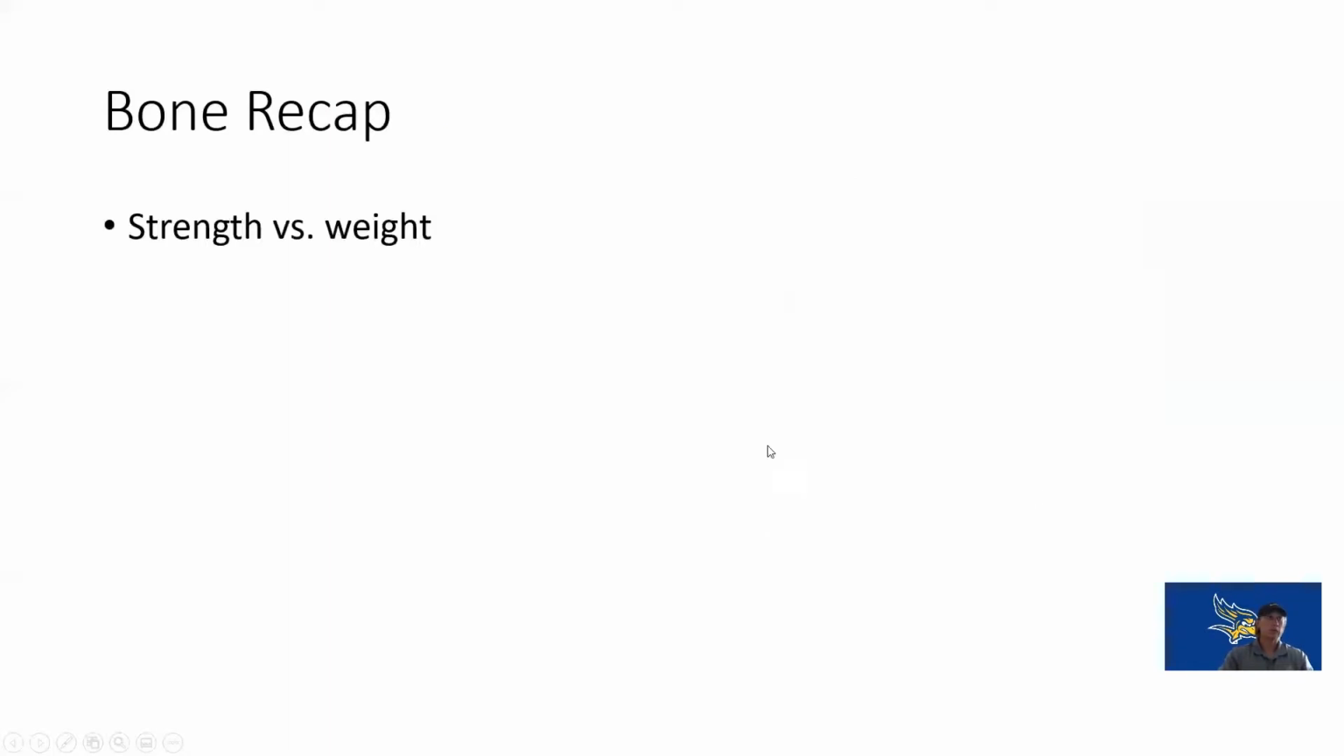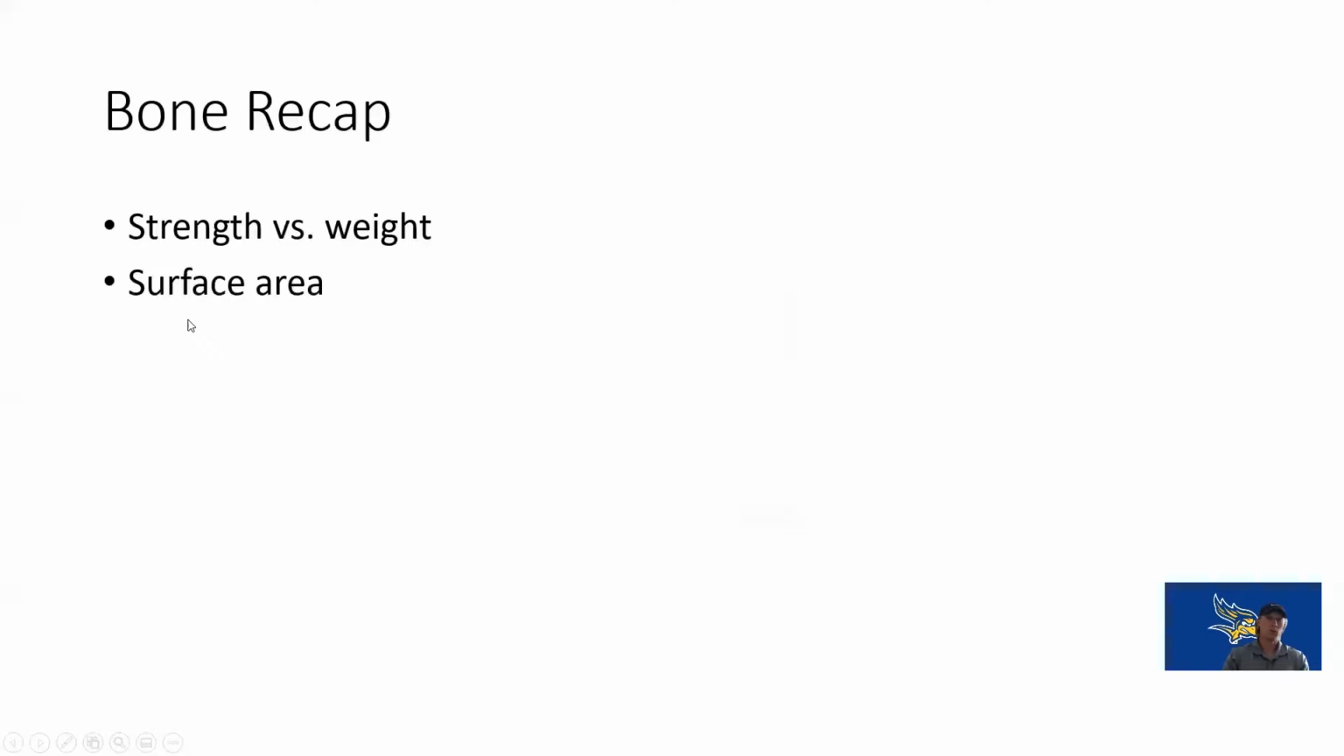So, quick recap, bone strength. Bones are very strong relative to their weight, okay, because they have that large polar moment of inertia and more of that bone is outside away from the center. We have very strong bones that are also very light.